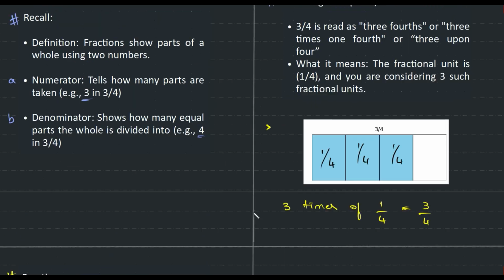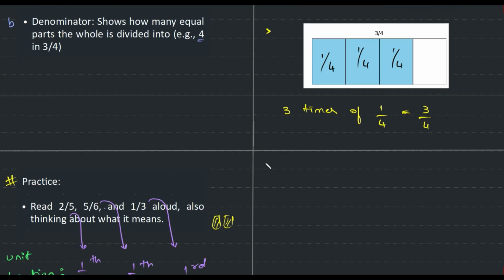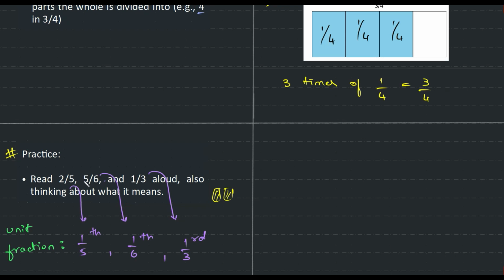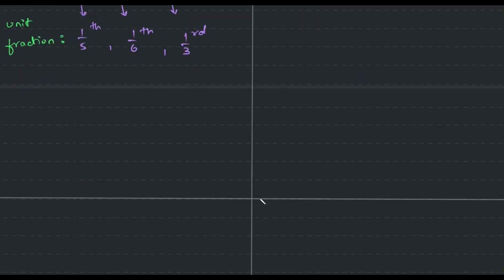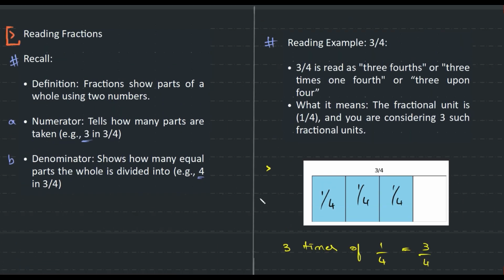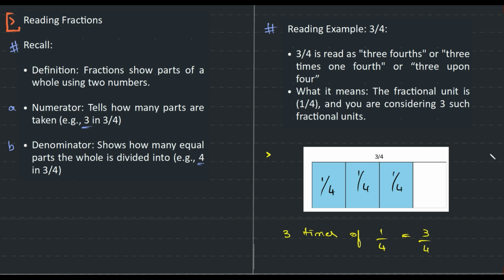That's one of the ways of reading it. Or we can also read it as 2 upon 5, 5 upon 6, 1 upon 3. So that is left to you, how you want to read it. Okay, you can pause and copy all of this.